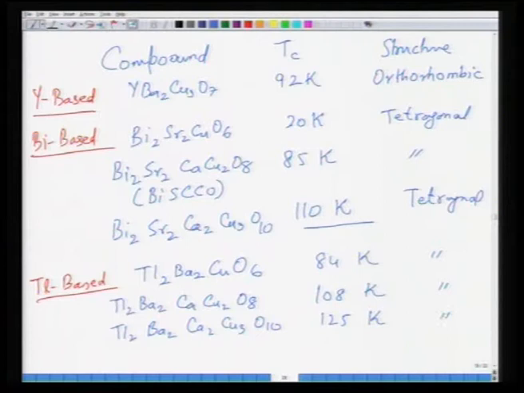And finally, when you make Tl2Ba2Ca3Cu4O12, this decreases the TC now. Any further addition does not increase the TC, and this remains at 122 Kelvin or so, roughly similar. Another category that you have is mercury based. Again, there you have HgBa2CuO4. Again, you can see that all of these are cuprates, they have copper layers in between.